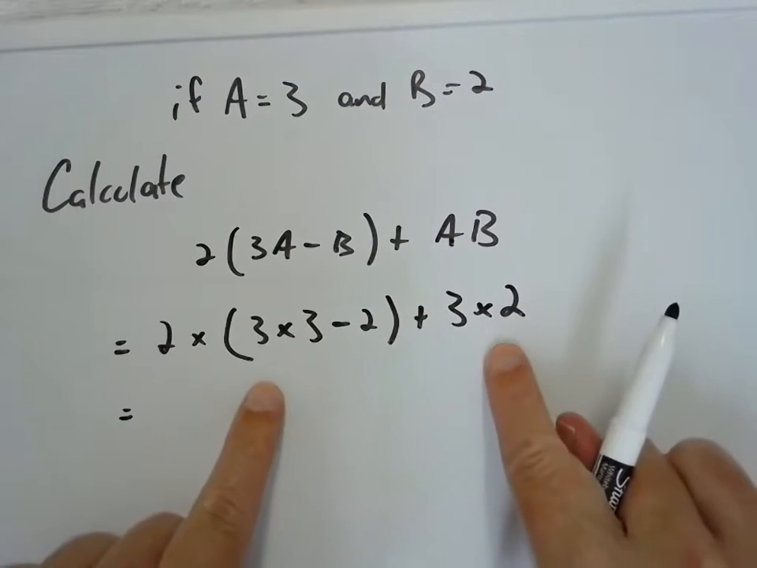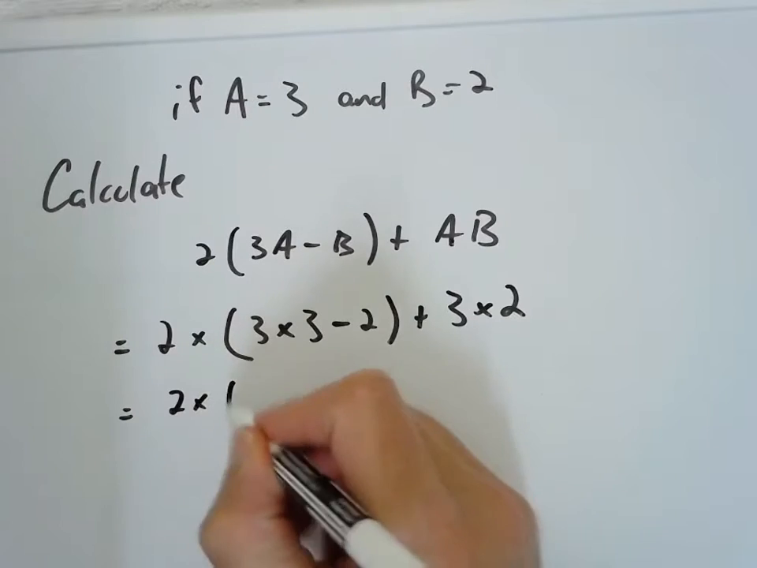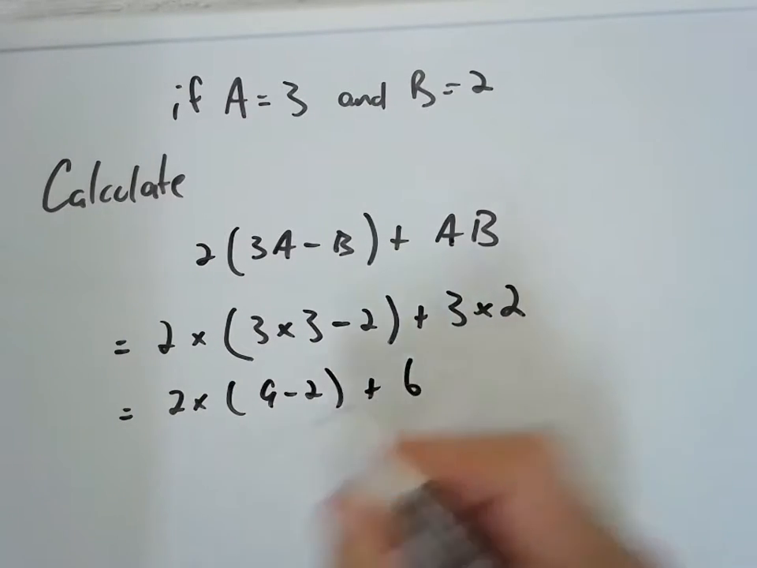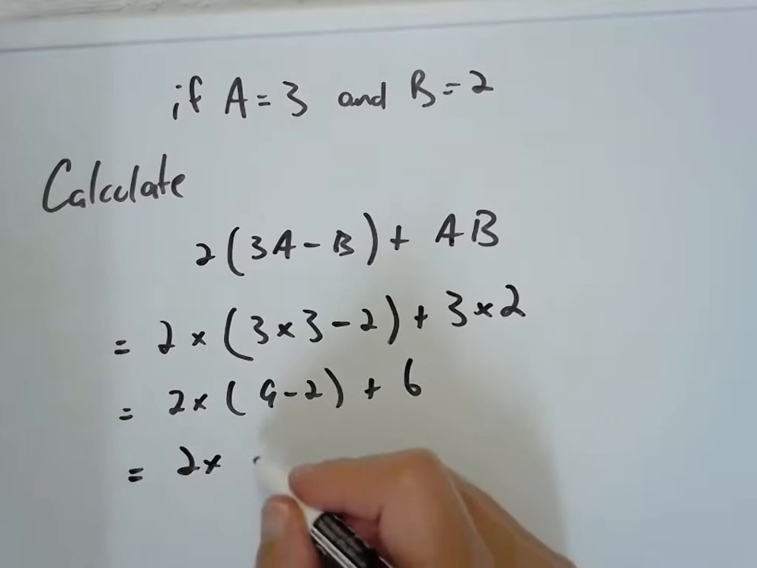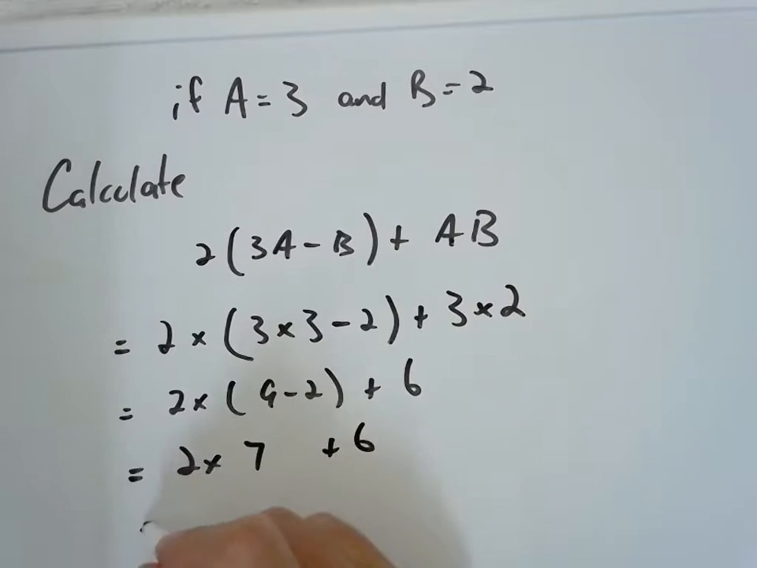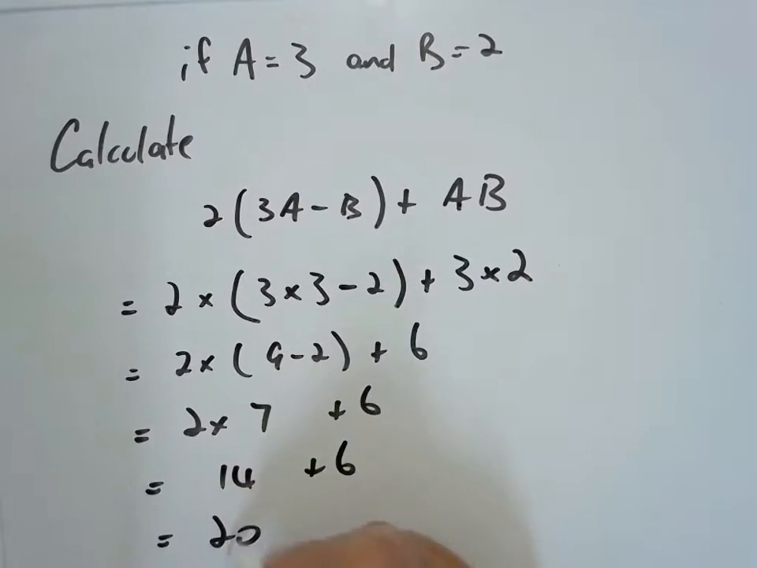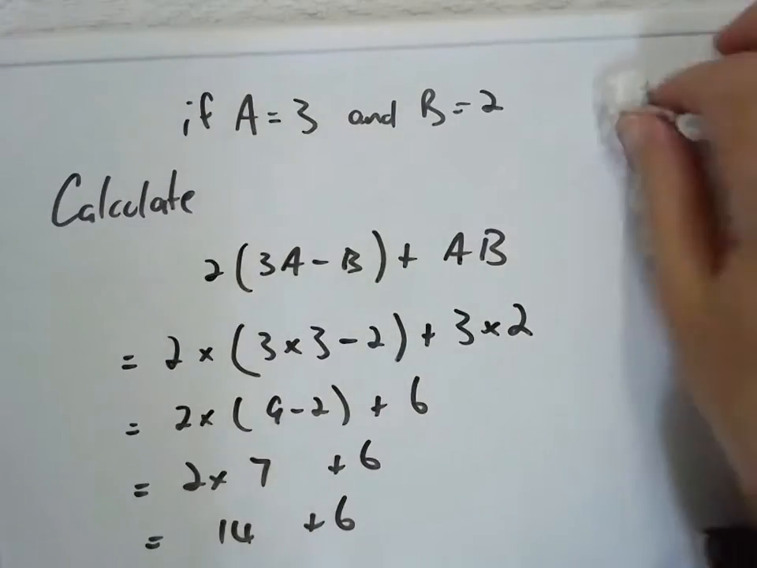Then again, we're just getting to an integer sum, so we're going to do our multiply first. 3 3s are 9, 3 2s are 6. Got to do our brackets. 9 minus 2. We love integers. We're pretty good at integers now, aren't we? So that's a piece of cake. Okay, that's 2. So if you're in grade 7, that'll probably do you.